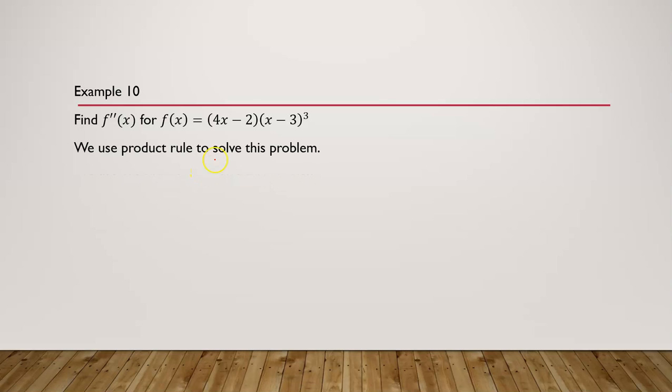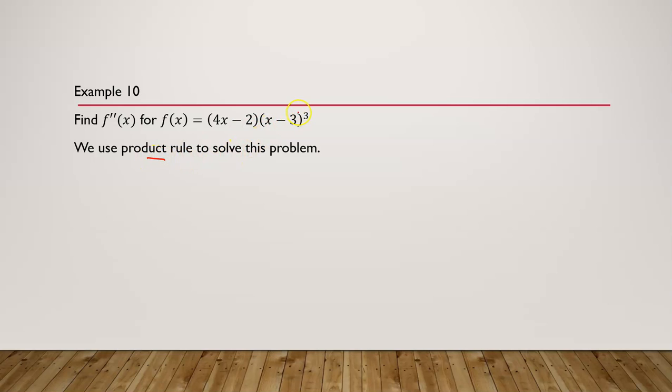Okay, example number 10 sama juga ni. Since you have two different polynomials here, (4x minus 2)(x minus 3) to the power 3. Basically, you can expand this bracket power 3 first, ataupun you can use product rule.